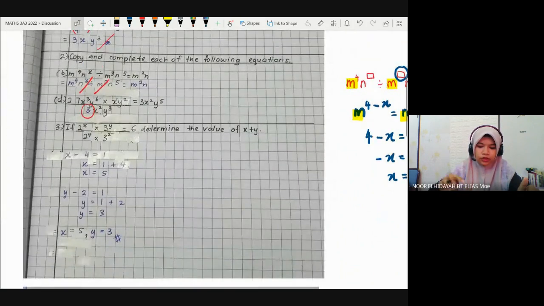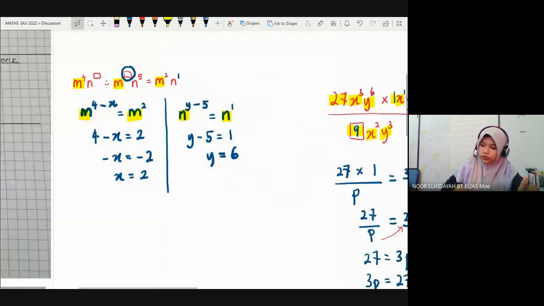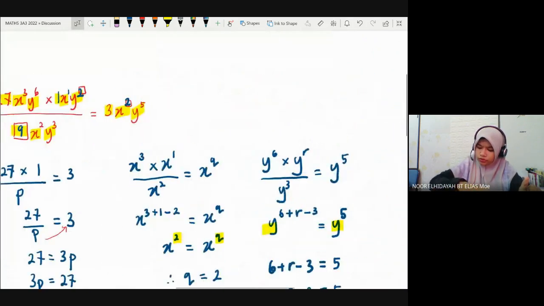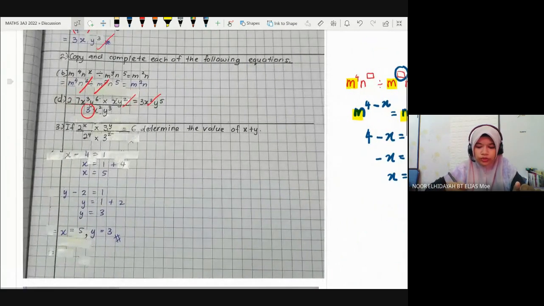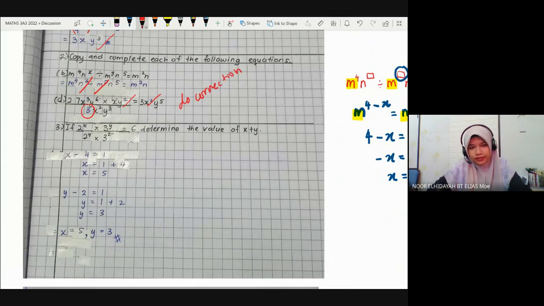Kemudian kita tengok. Yang ni betul. y power of 2, x power of 2. So for this one, do correction and show the workings. This one maybe carries 4 marks. Okay, for this question. Alright, next.